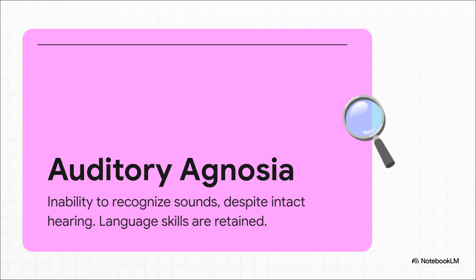And finally, let's define auditory agnosia. This is a really interesting one. It's the inability to recognize or tell the difference between sounds, even though the person's hearing is perfectly fine. It's caused by damage to the auditory association areas. And here is the key distinction you absolutely have to grasp. Their speech comprehension is shot because they can't recognize the sounds of the words being spoken, but their other language skills, reading, writing, and even speaking their own thoughts, are still there.